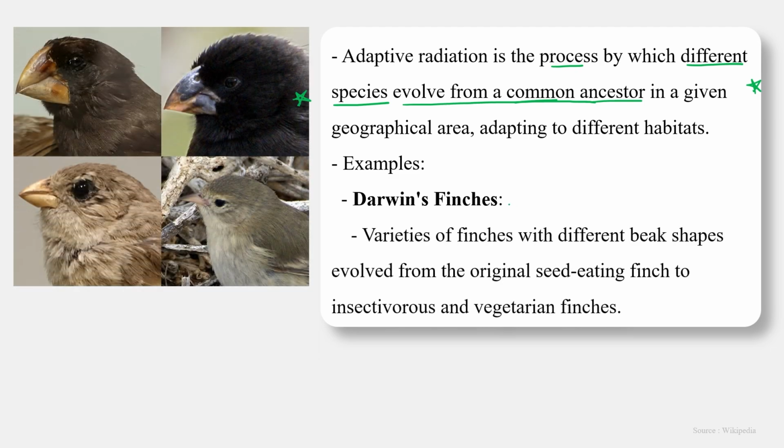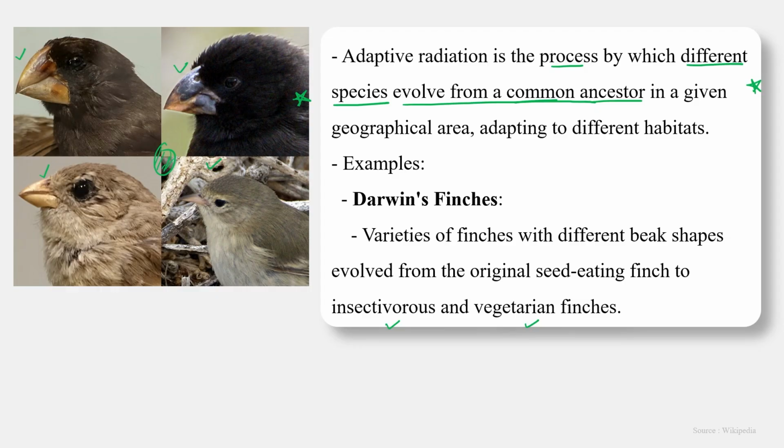Like Darwin's finches, as you can see in this picture, they all belong to the Darwin finches category. They all have a common ancestor, but they have different beak sizes and shapes. Originally they were seed eating finches, but they converted into insectivorous and vegetarian finches, depending upon the type of food present in their different habitat areas.